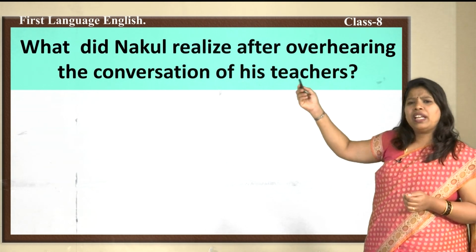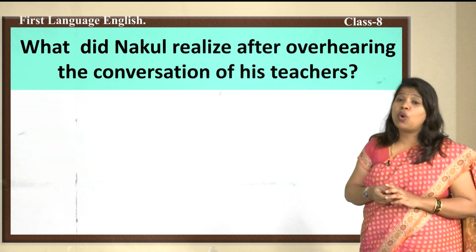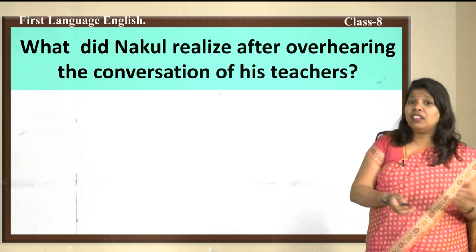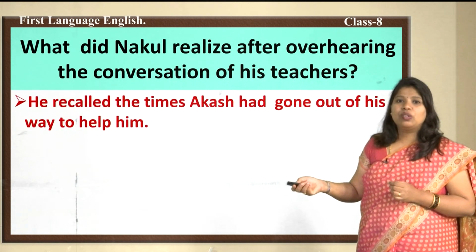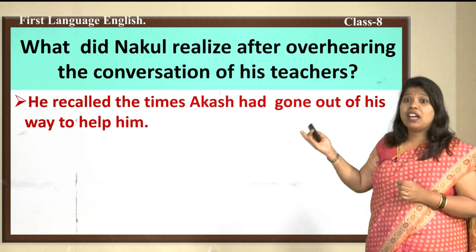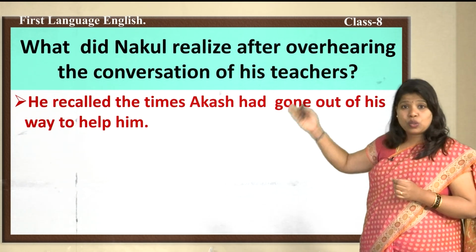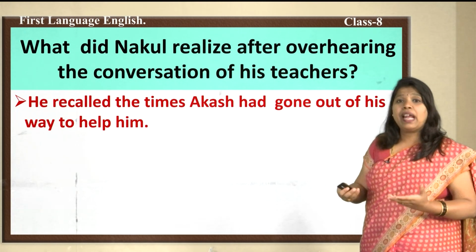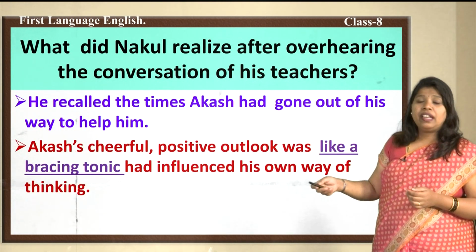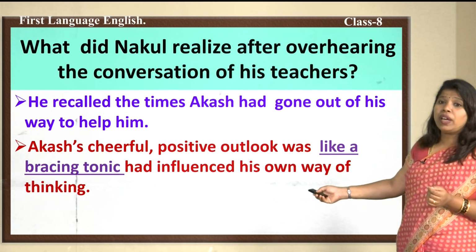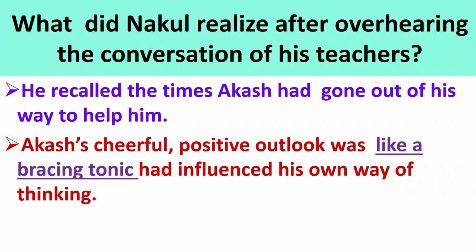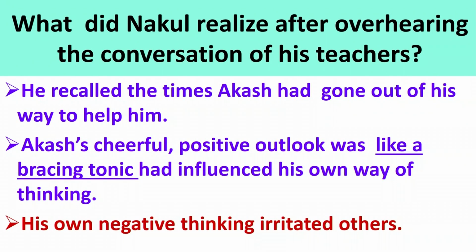So, what did Nakul realize after overhearing the conversation of his teachers? Nakul was sitting behind the stone, right, and he heard them speaking. So, what did he realize? Nakul recalled the times Akash had gone out of his way to help him. We saw in the first answer how Akash had helped him in different ways. Then, Akash's cheerful and positive outlook was like a bracing tonic. It influenced his own way of thinking, and his own negative thinking irritated others. So, he realized all these things.